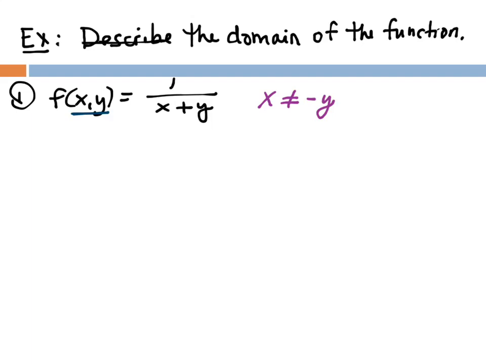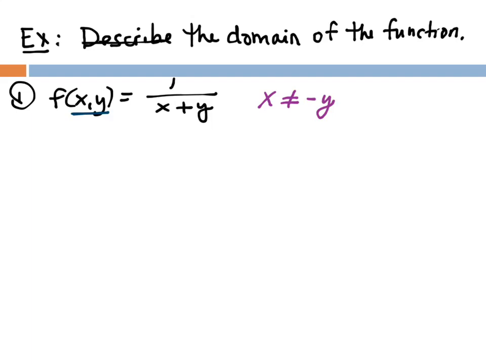And you have to remember that underneath the square root, you can only have positive values, that kind of thing. You're going to see things with denominators, different stuff like that. So what are we going to write down? We've got this sort of note to ourselves that we know that x cannot equal negative y. So let's describe it. What are we going to say?